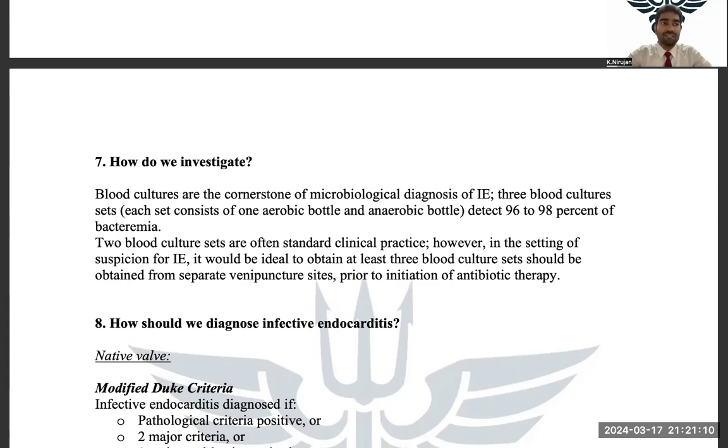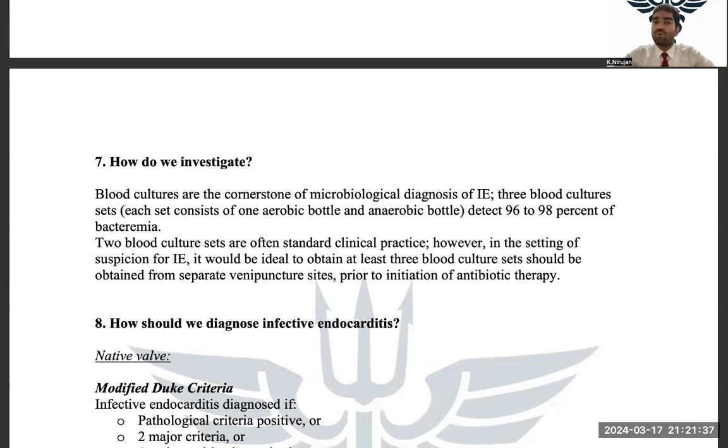Blood culture will show there is a septicemia, and echo will show there is a vegetation, or cardiac imaging. So basically we combine both together. Blood cultures are a cornerstone of microbiological diagnosis. So how do you draw the blood cultures? It's a famous question in the long case or the OSCE viva. You have to draw three sets, and each set should consist of an anaerobic and aerobic bottle. This yields a high sensitivity.